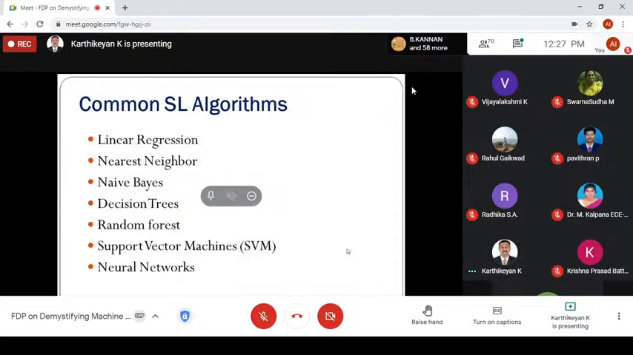Right. Now, what are the common supervised learning algorithms which are found mostly in the literature?